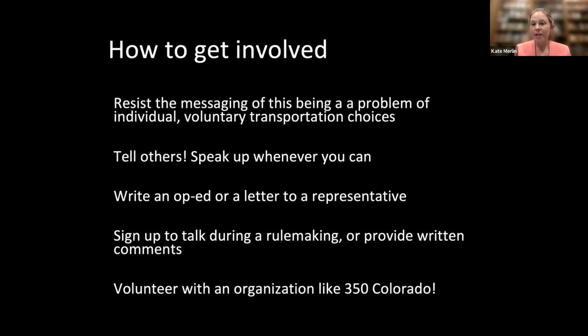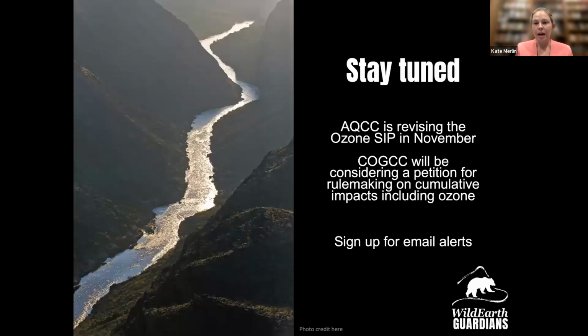Number 2, tell others, speak up whenever you can. Let them know this is phony messaging, and we need to combat it. We need to educate each other. Write an op-ed, write a letter to a representative. Sign up to talk during rulemaking or provide written comments to some of these agencies. And lastly, volunteer with an organization like 350 Colorado. Get involved in working together to speak out on these issues.